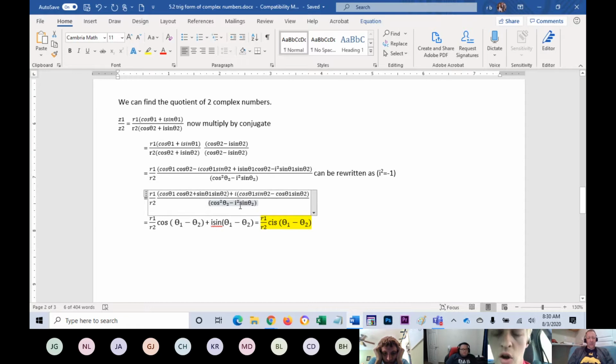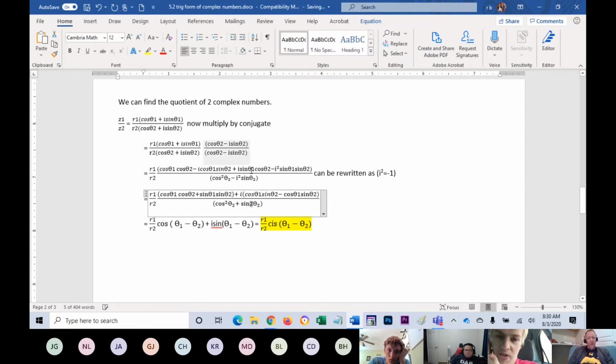In fact, maybe I'll put it as a plus here. So then it's easier. Because it should be cosine squared theta 2 plus sine squared theta 2, right? Yeah, I forgot to do that. That's where I got a little confused. Okay, that makes sense then.